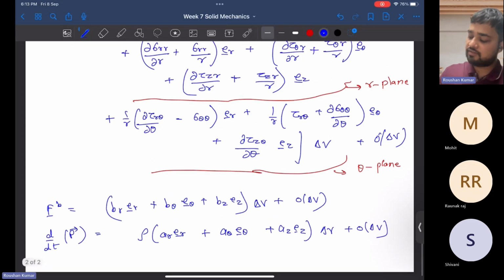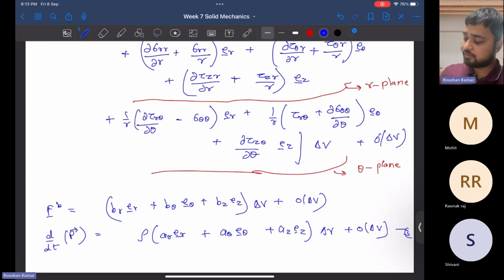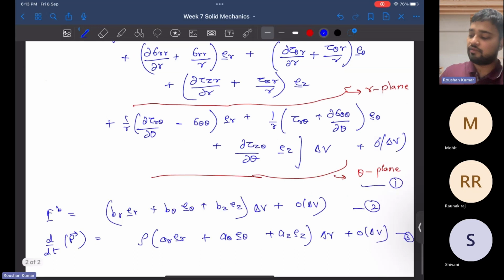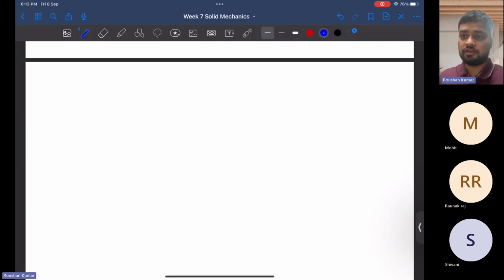If we balance these three equations, which are equations 3, 2 and 1, with this equation, then we get the final LMB equation in cylindrical coordinate system. So I will simply write the LMB equation in the r direction, theta direction and z direction.